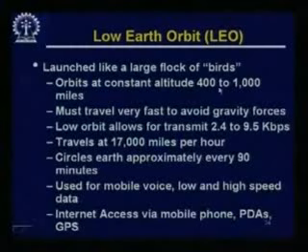So, orbits at constant altitude of 400 to 1000 miles must travel very fast to avoid gravity forces, because if it cannot travel any slower, okay, because in that case it will fall down. So, low Earth orbit allows for transmission at 2.4 to 9.5 kbps, travels at 17,000 miles per hour, circles Earth approximately every 90 minutes. So, this is going around very fast. Used for mobile voice, low and high speed data, internet access via mobile phones, and PDAs and GPS, etc.